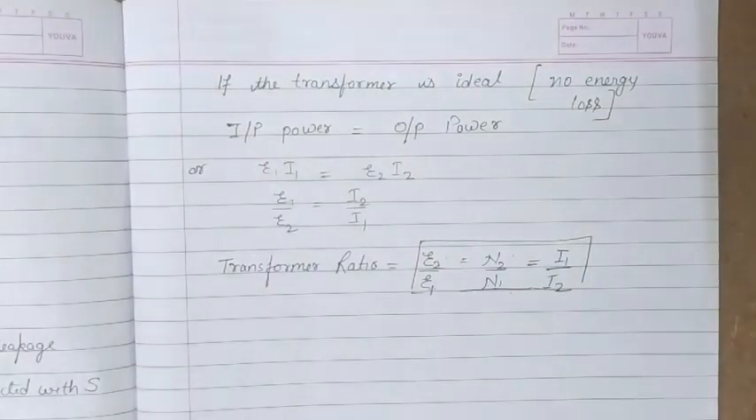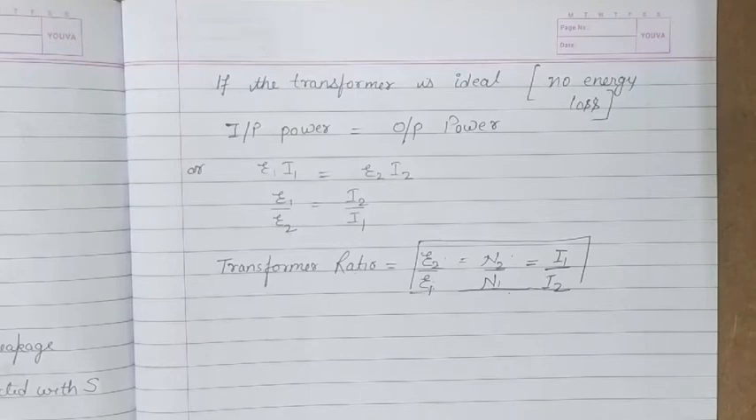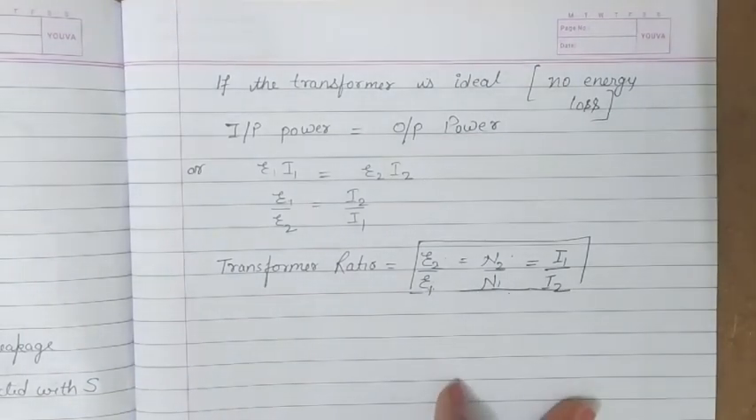Hence, a step up transformer that is stepping up the voltage, it will step down the current exactly in the same ratio. If it is increasing the voltage, it will decrease the current, and if it is decreasing the voltage, then it will increase the current. Now this was the ideal case.